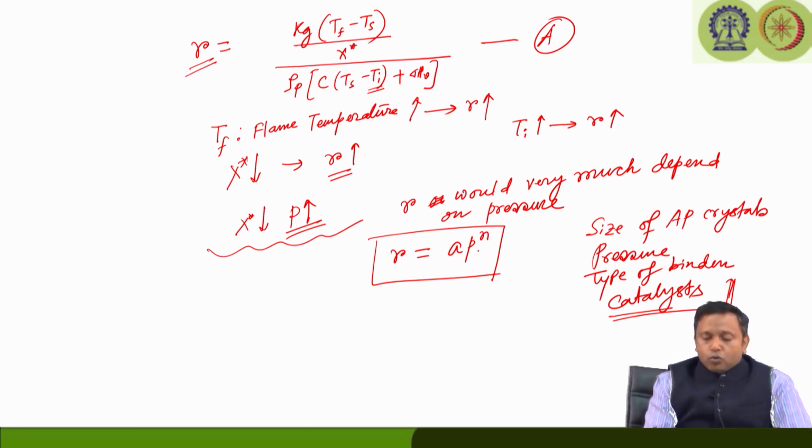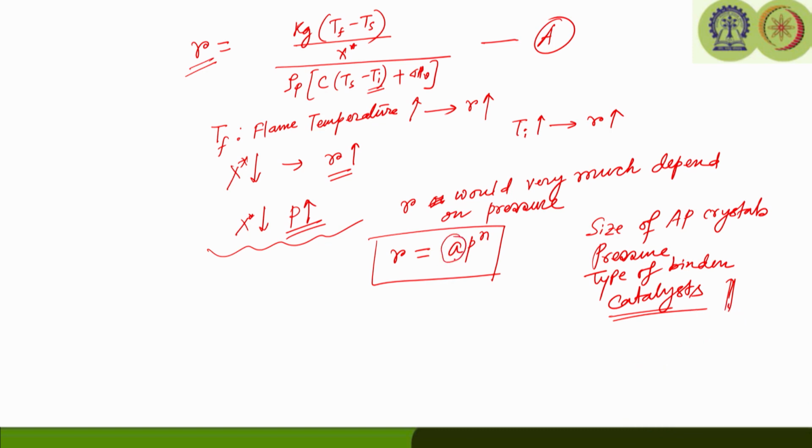So, if we try to get the values of a and n, what we need to do is perform experiments at constant pressure. We keep on changing the pressure, at different pressures we get the data for burn rate, and from curve fitting we can find out the value of a and the value of n. Okay. So, in a similar way the pressure index n and a can be determined from the experimental values.